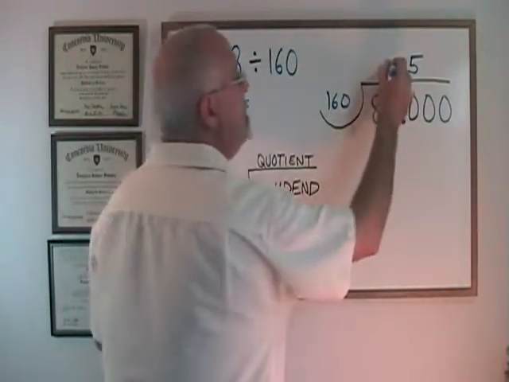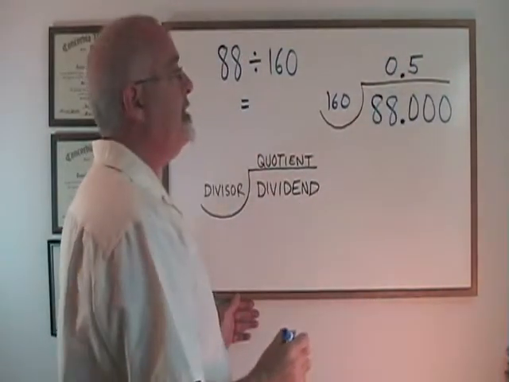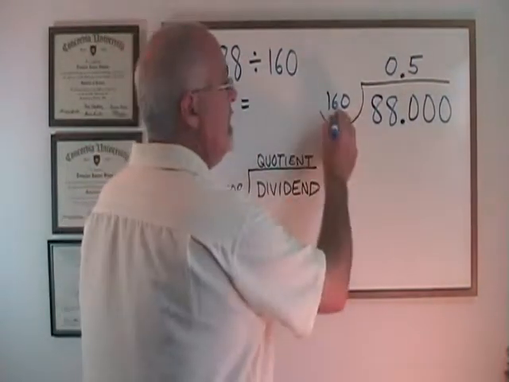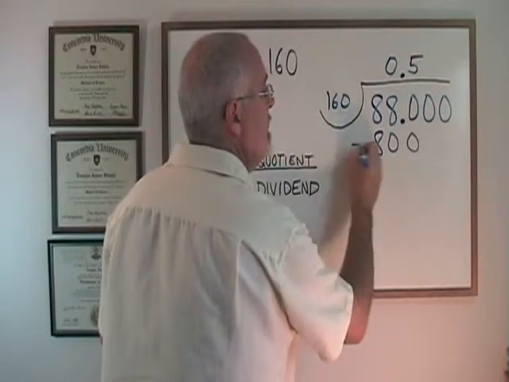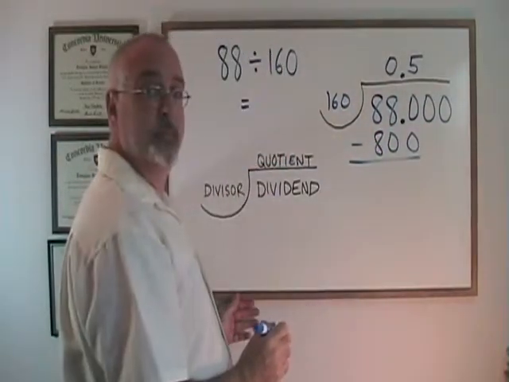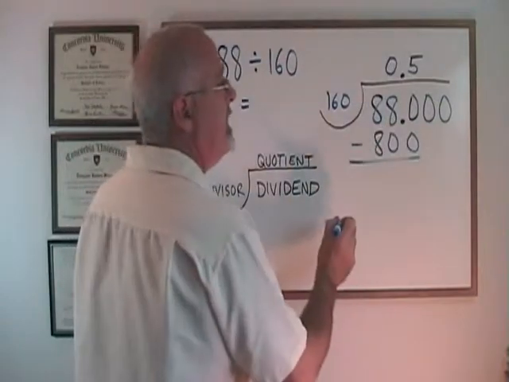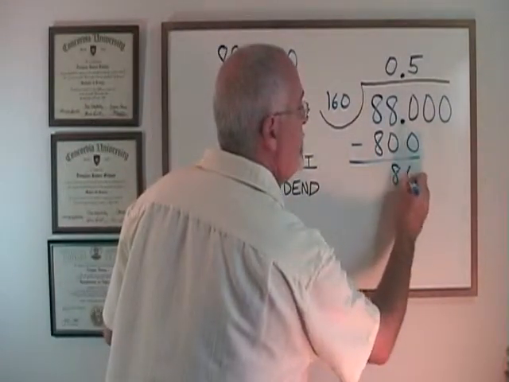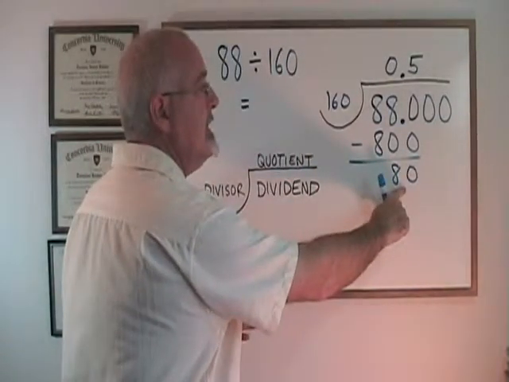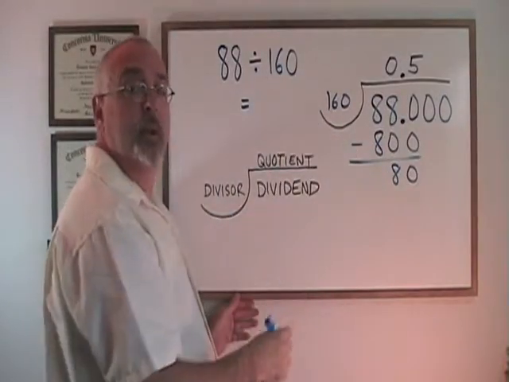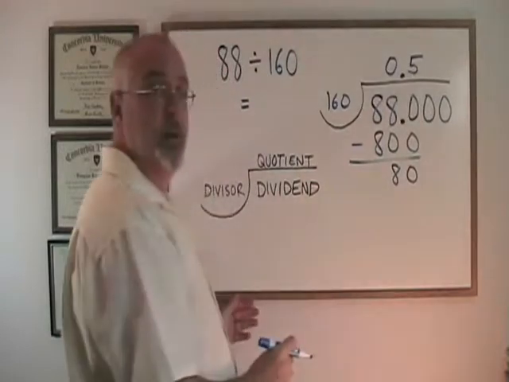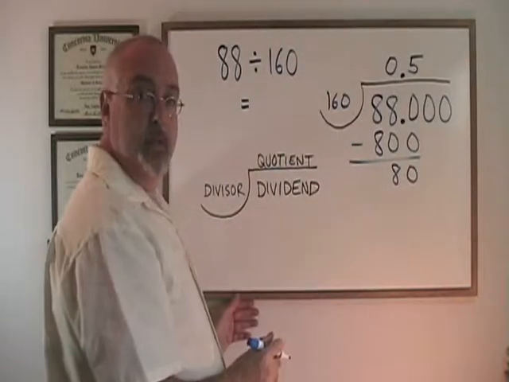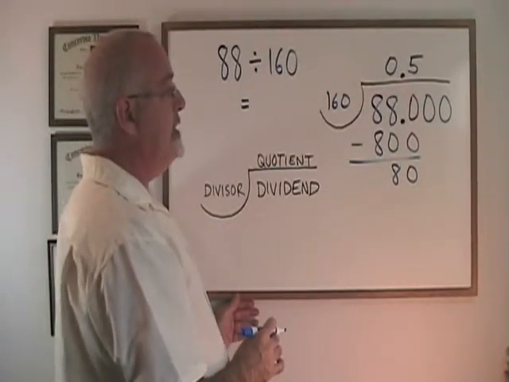And I write a 0 here. 5 times 160 is 800. I write it there and I subtract. 880 minus 800 is 80. This number has to be smaller than our divisor or else we have made a mistake. And that would mean we would have to make this number larger. But 80 is smaller than 160, so this time we are okay.